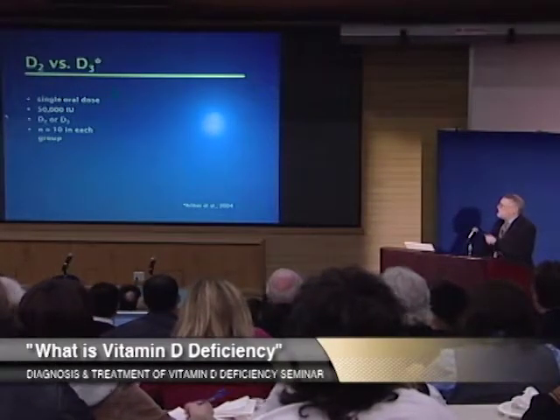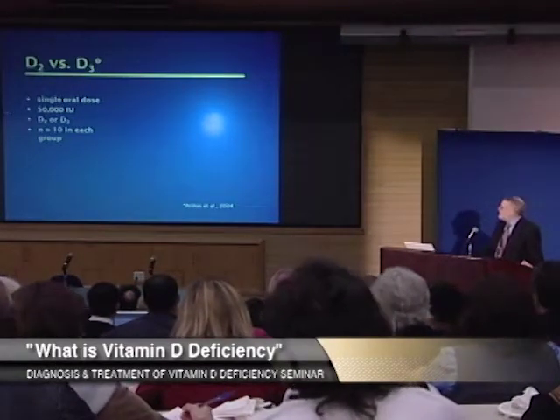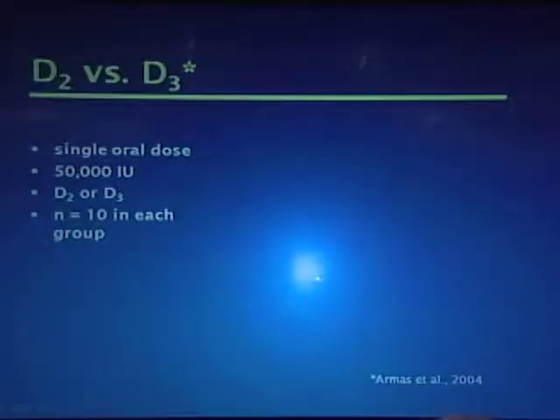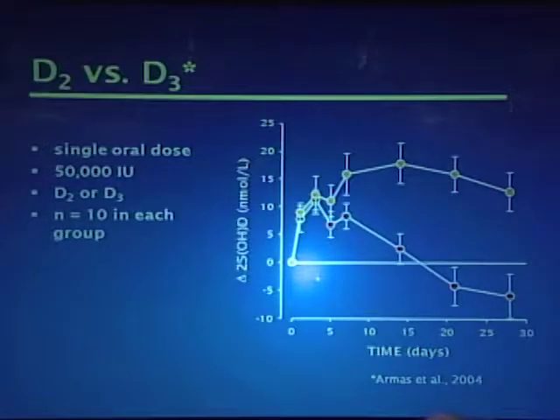Let's look at D2 versus D3 because this question comes up frequently. Once again, Laura Armas, working with us, did this nice work. We gave 50,000 international units of either D2 or D3. Again, sitting in front of the investigator, we know they got it. We can know exactly what we had in mind. And here are the two curves. There's D2 and D3, and this picture speaks for itself.